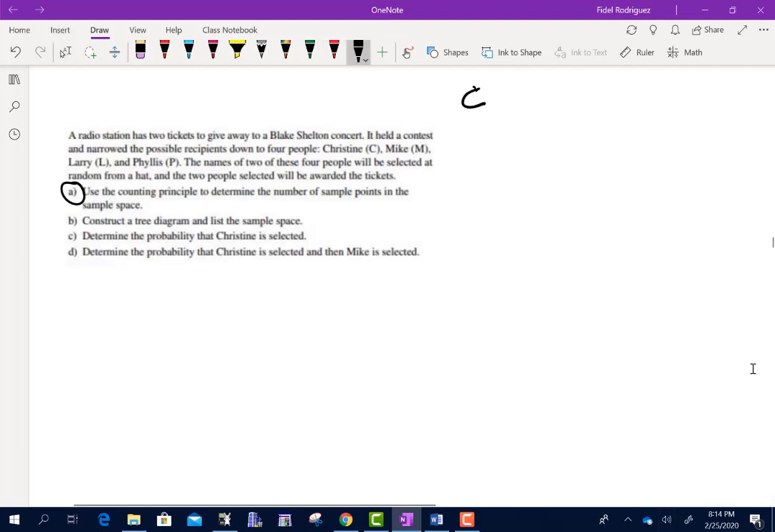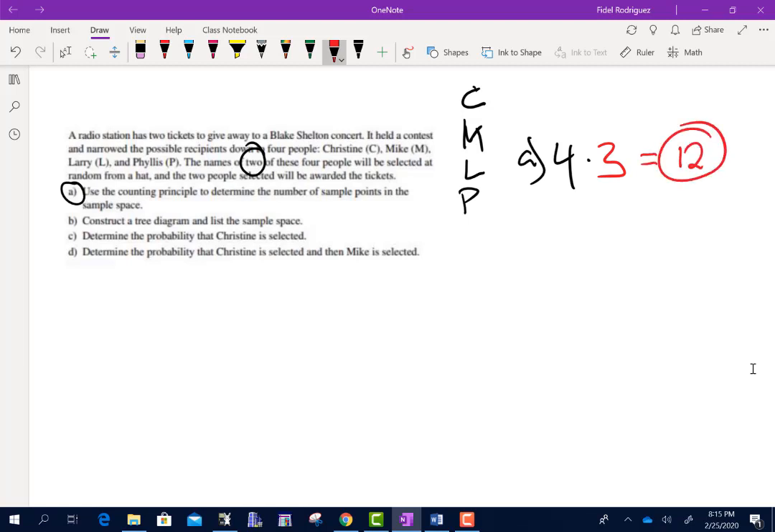Okay, so we have Christine, Mike, Larry, and Phyllis. And they're going to give away 2 tickets. The first time they do their drawing, they can pick from 4 people. That's giving the first ticket. When they give the second ticket, there's only 3 people to choose from. So we have a total of 12 possible outcomes here. That's the number of sample points in our sample space.